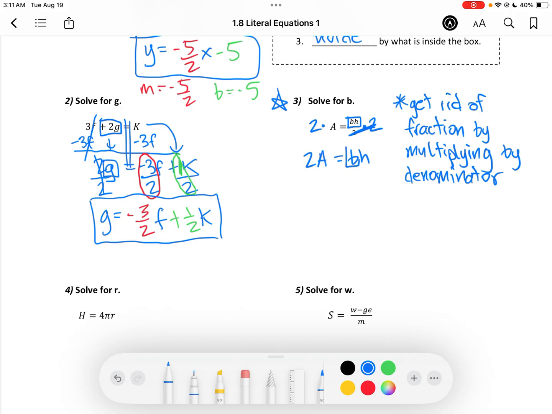Well, I still got to get that letter B by itself, but right now it's being multiplied by H. Well, the opposite of multiplying by H is dividing by H. So I'm going to divide both sides by H. And that leaves me with the letter B that I need to get by itself, and it's equal to 2A over H. And because I'm kind of particular about my equations, I'm going to put the B in the front and the 2A over H in the back.